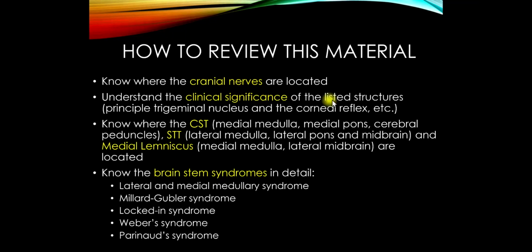I will have no questions asking you just with an arrow pointing to something, identify this nucleus. It will all be, a lesion here could produce which of the following. So for me, this is only relevant if you know the clinical significance of this. Make sure you're always aware of where the pathways are. The corticospinal tract, you should always be able to identify where that is. The medial lemniscus, you should always be able to identify where that is.